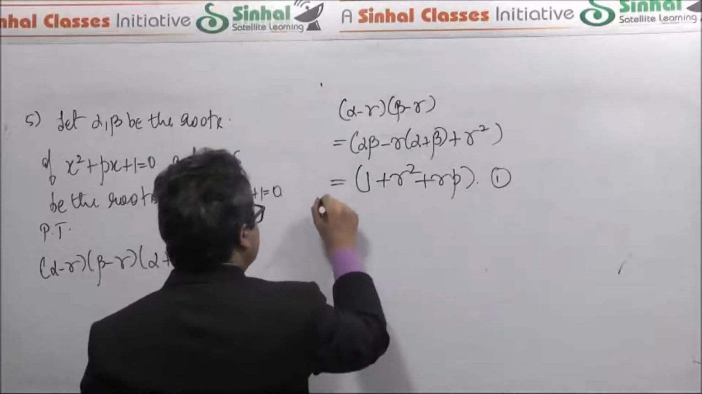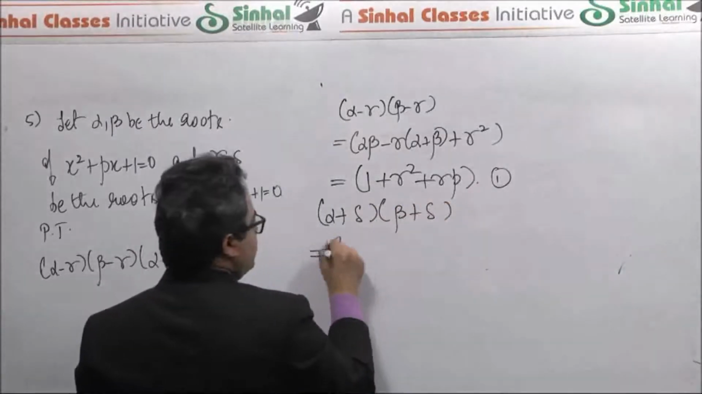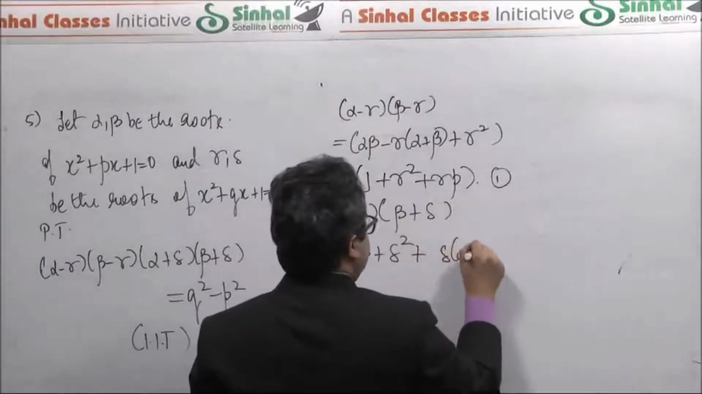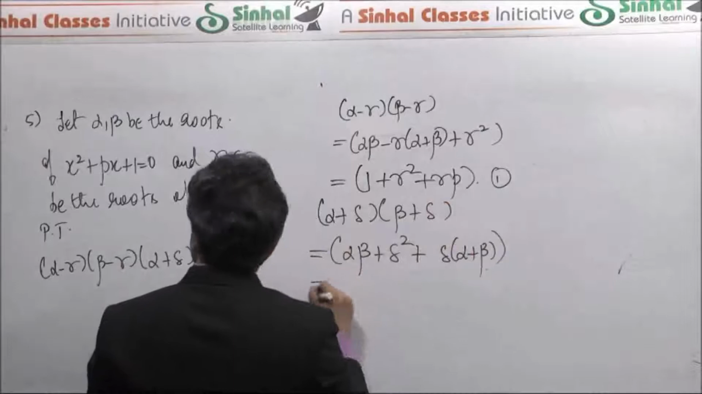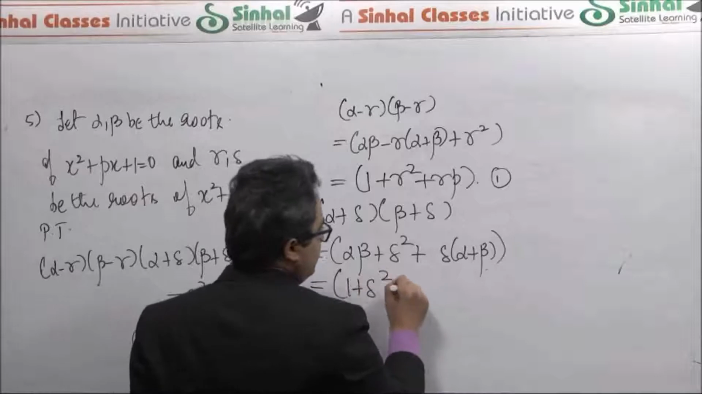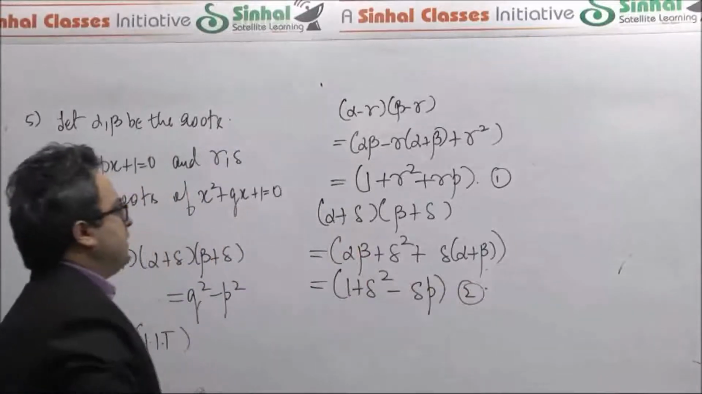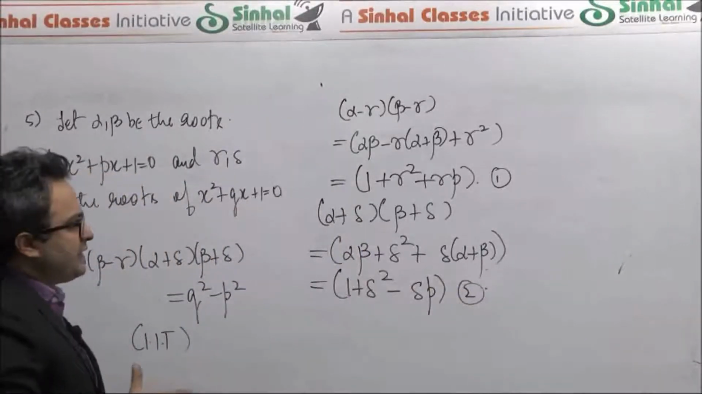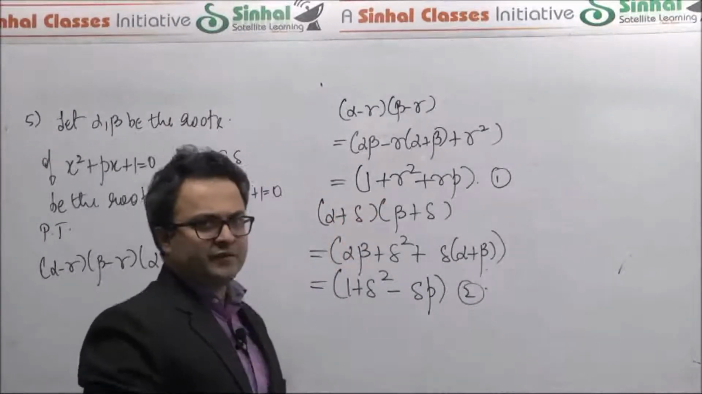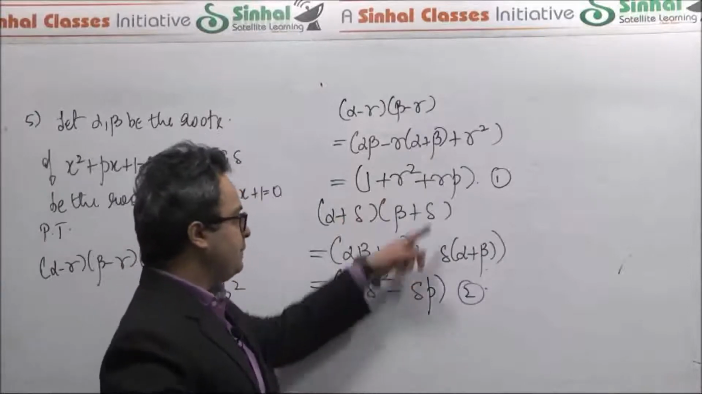Then suppose I do a similar thing with the third and fourth bracket. So alpha plus delta into beta plus delta. So again, this should be alpha beta plus delta square plus delta into alpha plus beta. Again, the same thing. Alpha into beta is 1, alpha plus beta is minus P, so 1 plus delta square minus delta times P. So we made some progress in the sense that initially we got rid of alpha and beta at least, but we're still stuck with gamma and delta, right? And we got P over here.